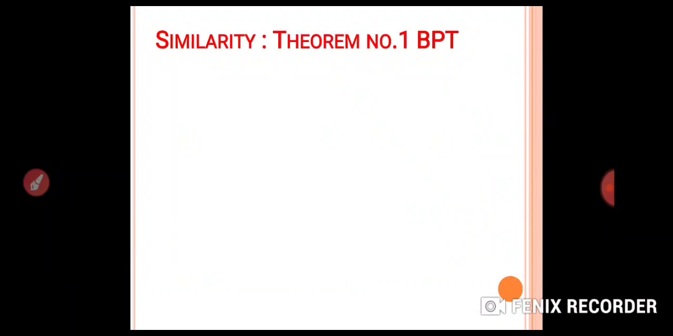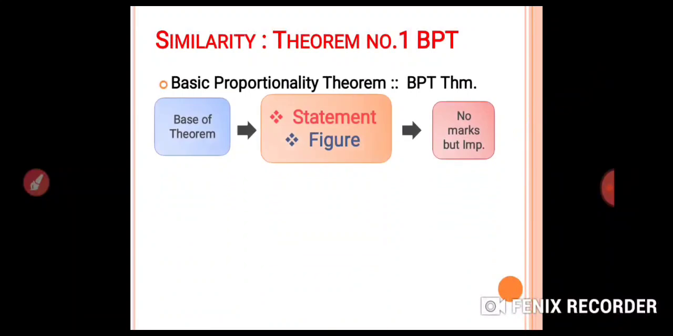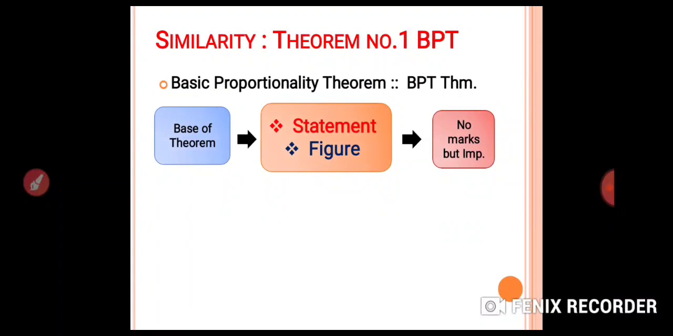Now let us study theorem number 1, BPT. BPT means basic proportionality theorem. Before studying the theorem, just remember 6 points, which are the most important part of the theorem. Here we see the first 2 points, that is the base of the theorem. First is the statement and second is the figure.